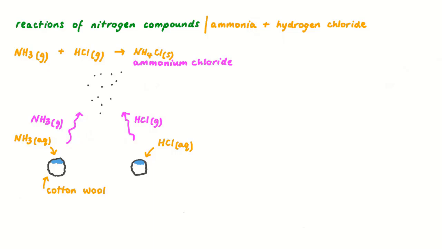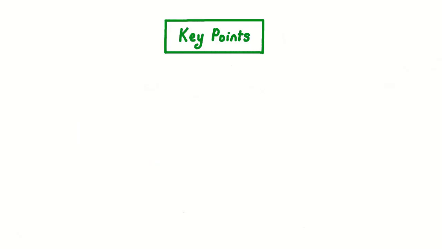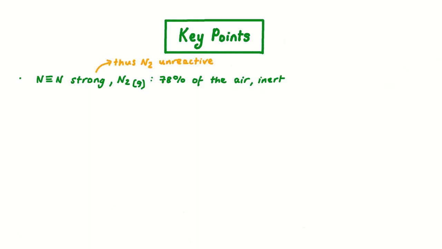We have now learnt about the reactions of the element nitrogen and nitrogen-based compounds. Let's look over the key points of this video. The nitrogen-nitrogen triple bond is very strong, so nitrogen is commonly found as a diatomic gas molecule. Dinitrogen composes 78% of the air and is often described as being inert. It is this strong covalent triple bond that causes dinitrogen to be unreactive.